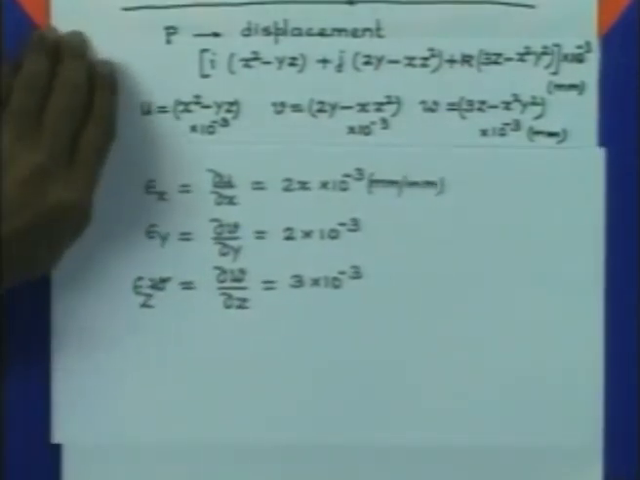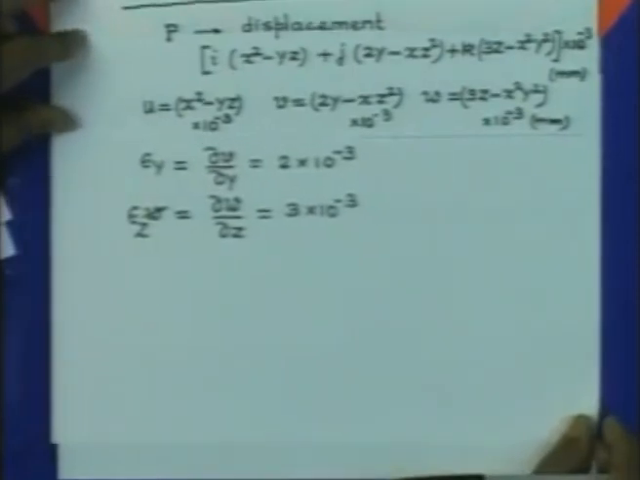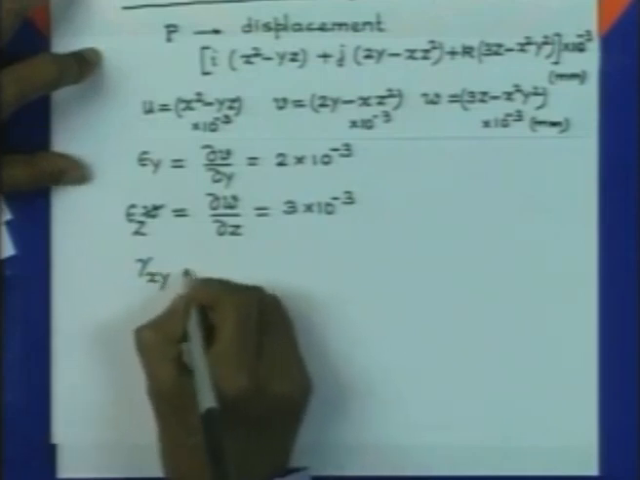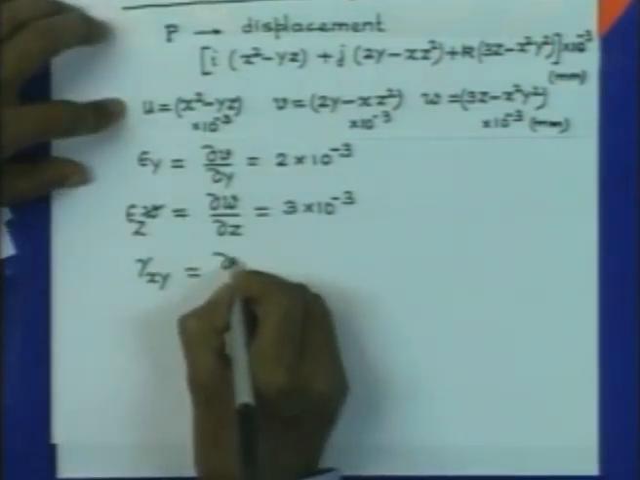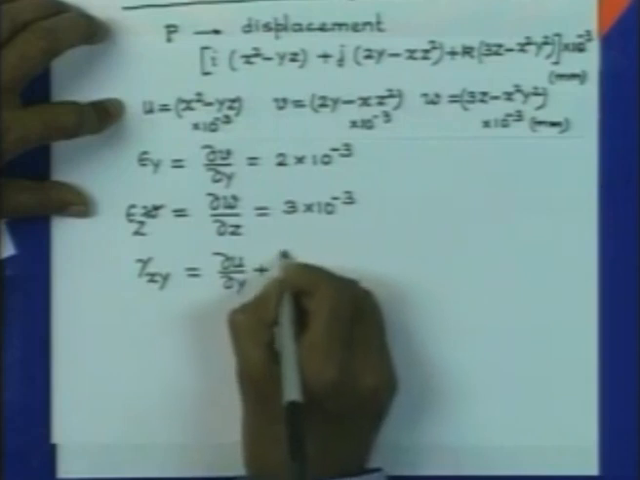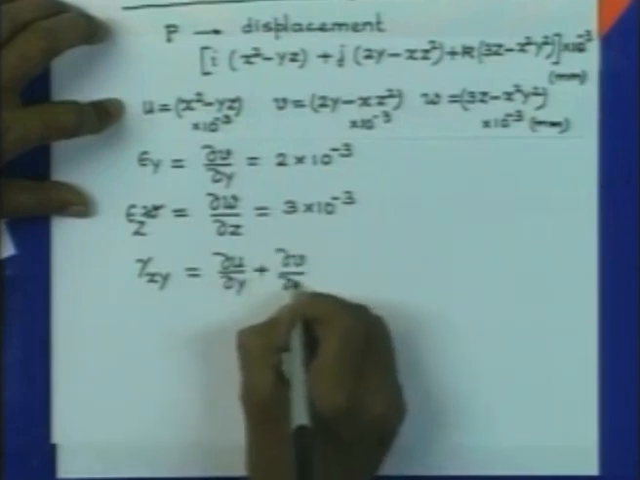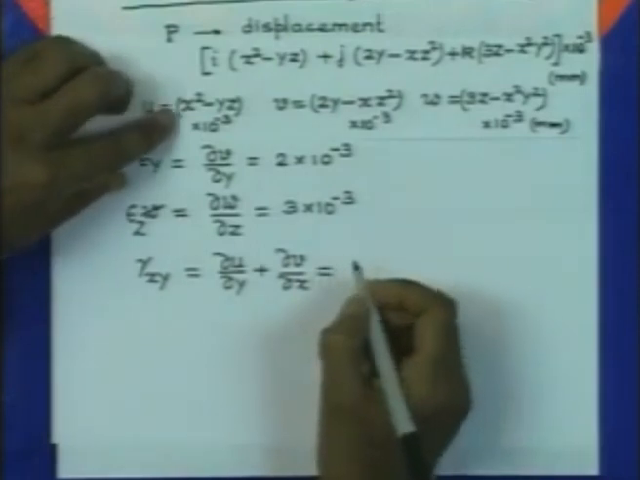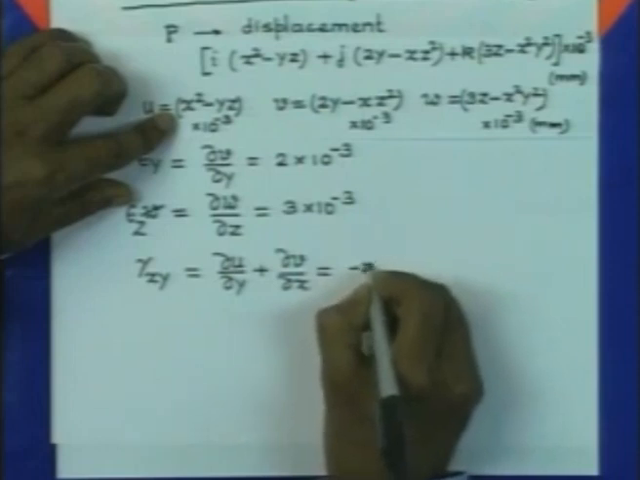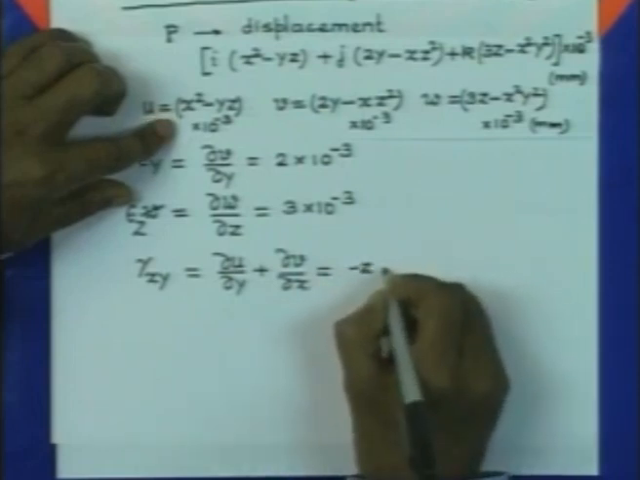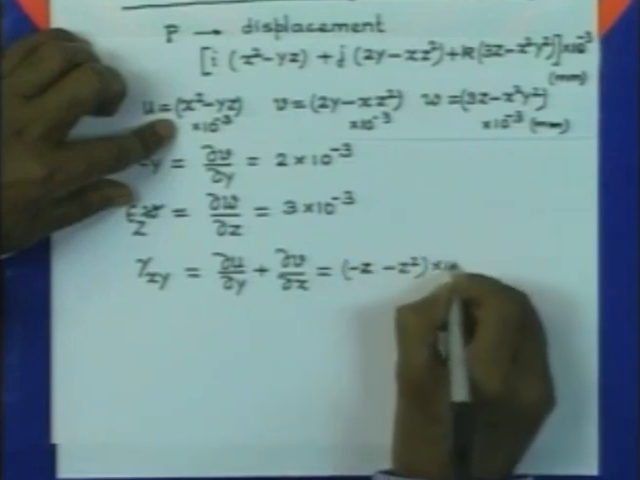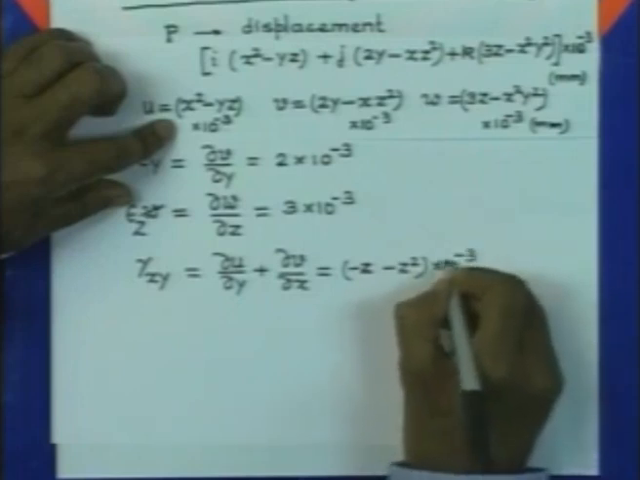Similarly, we can calculate the shear strains. Gamma xy is delta u delta y plus delta v delta x. So this is given by minus z minus z square into 10 to the power minus 3.